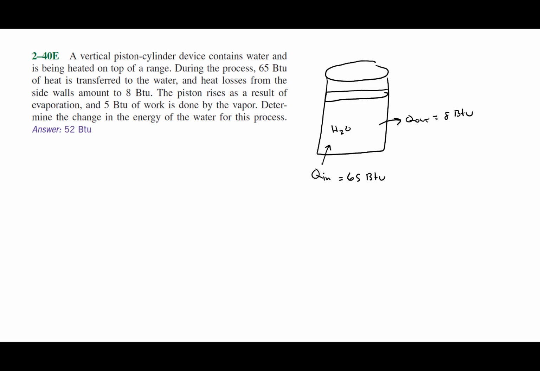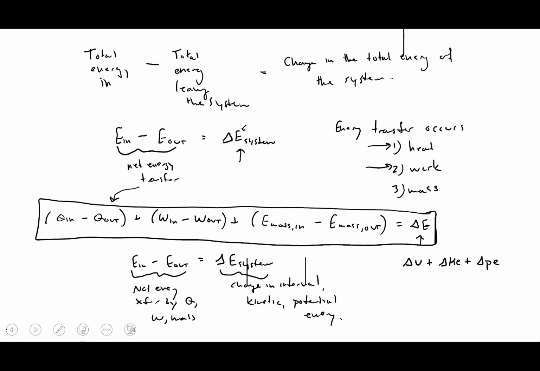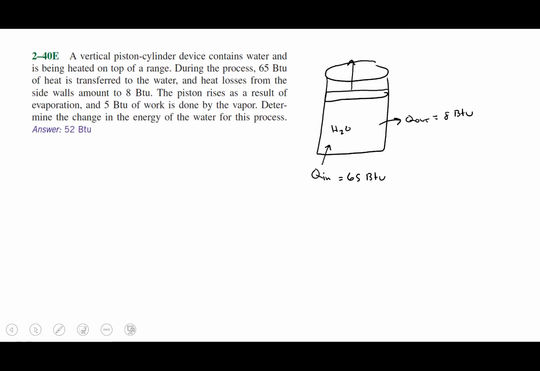It says the piston rises as a result of evaporation, so the piston is moving up, and that 5 BTU of work is done by the vapor. The work is being done by the system, so that means we have work out equal to 5 BTU. It says to determine the change in energy for this process, so we want to find the change in the energy, delta E.